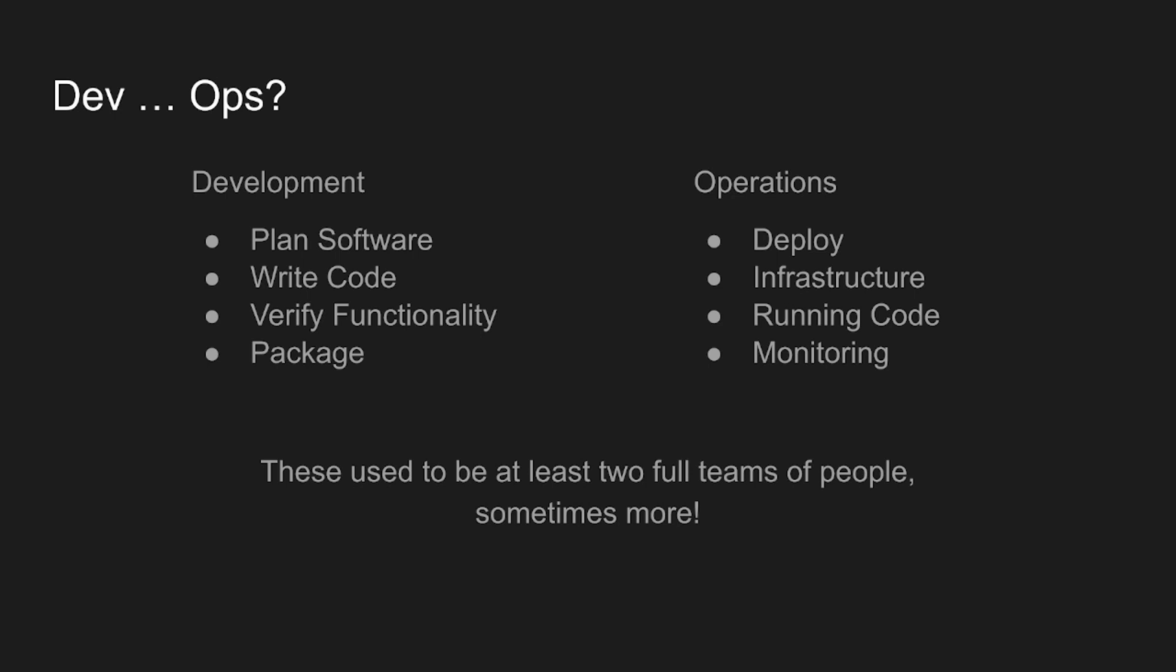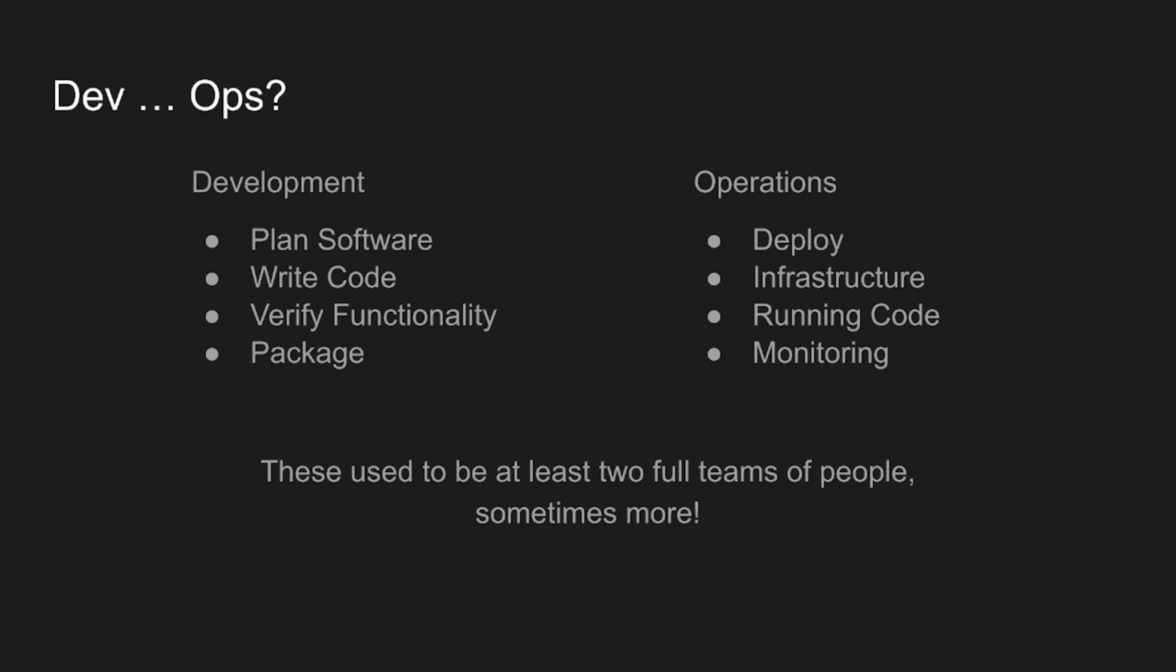And then operations was responsible for running it. So they were responsible for taking that software and putting it on computers for other people to access. Sometimes they had to allocate those computers, they had to buy them. Sometimes they had to build and install them. They're responsible for running the code. So usually this means starting it up and making sure it's available. Monitoring is a big piece of that, knowing if it's running properly or if it's fallen over and needs someone to go in and restart it.